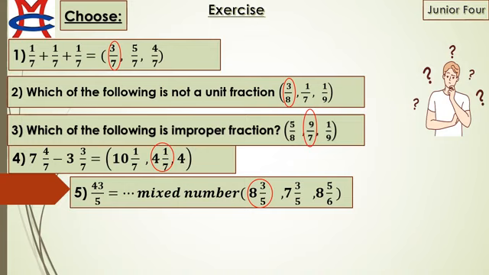5 times what equals 40? 5 times 8 equals 40. To get 43, we count 3. So the answer is 8 and 3/5.